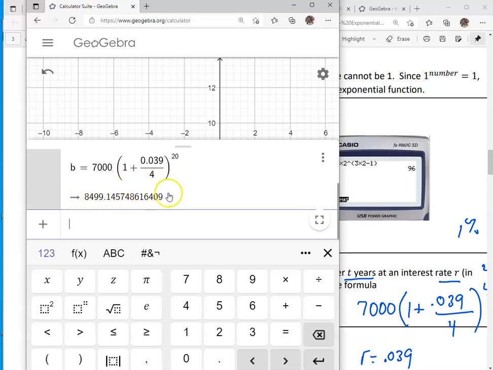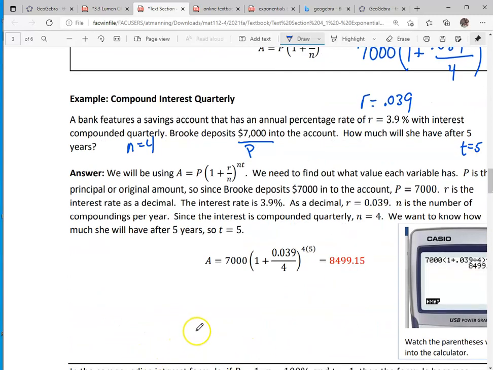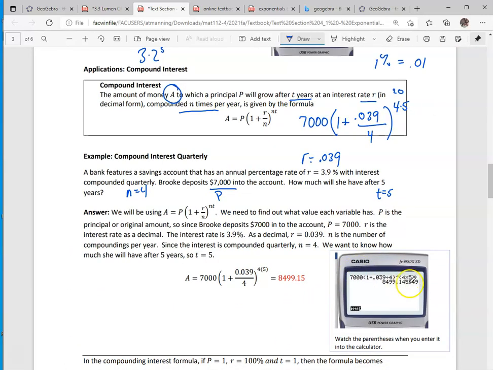And in your programmable calculators, you can actually make that a calculation in this form. And I think they show that in the textbook here. Right here. Plug that into my calculator. It looks a little weird on my calculator, but finally I get the answer, 8499.15. So after 5 years at a measly 3.9% interest, I've earned almost $1,500 on that investment of $7,000.